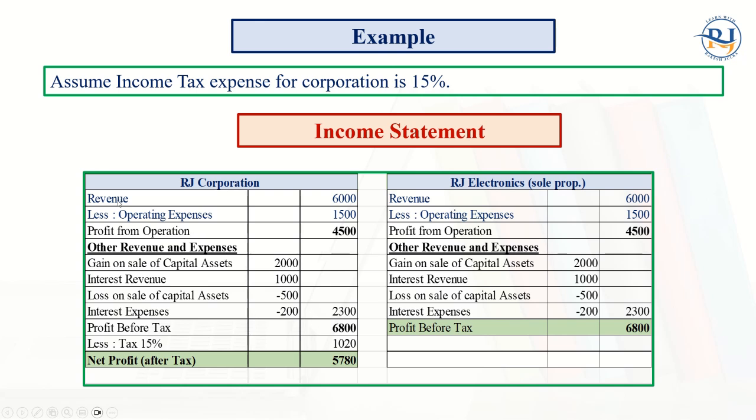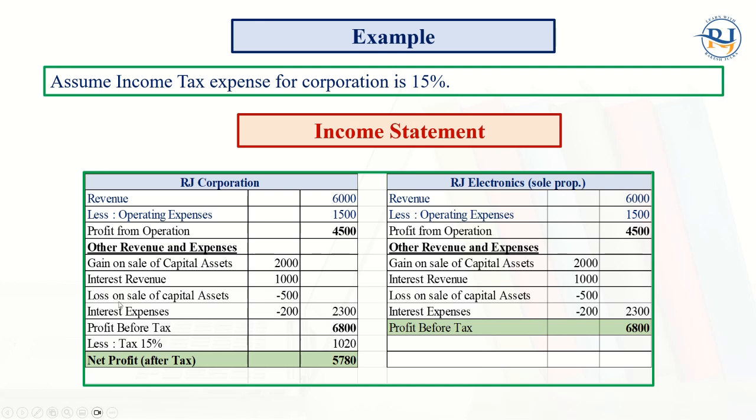So look at this. We have a revenue. The same revenue is here, minus operating expenses. Then we have a profit from the operations, 4,500 on each side, in the case of RJ Corporation as well as in the case of RJ Electronics sole proprietorship. We have other revenue and expenses like gain on sale of capital assets 2,000, and the same is here. Interest revenue 1,000 and 1,000 here, right?